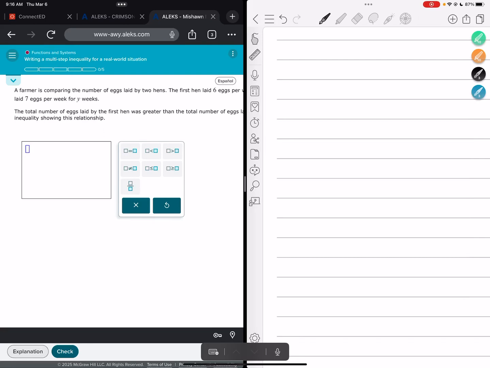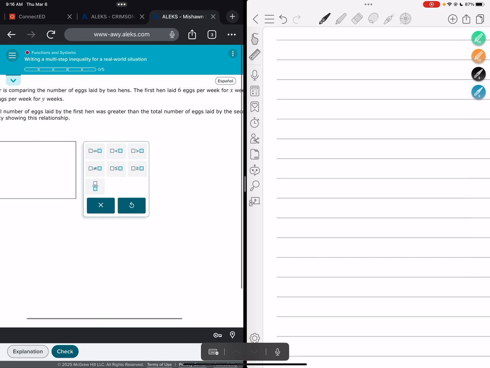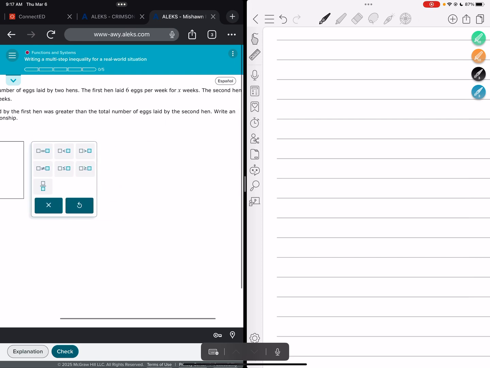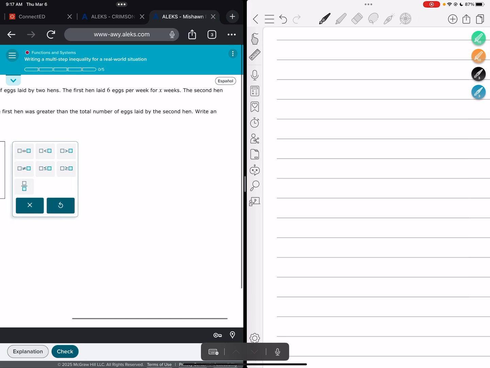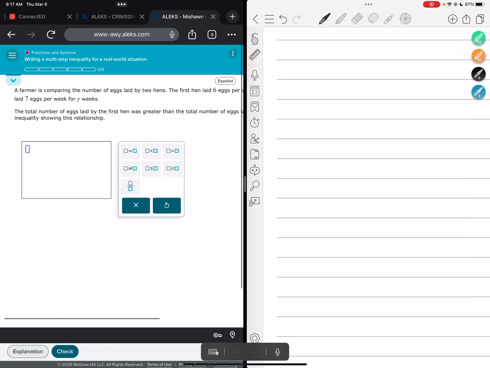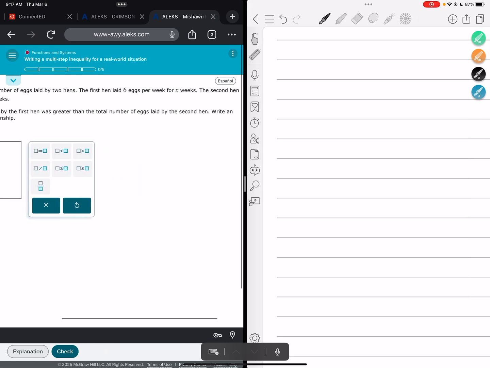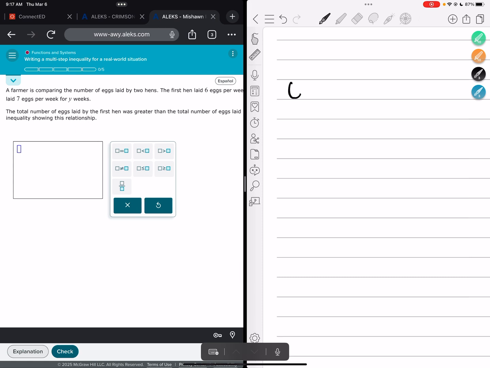So we want to be able to write an inequality. So we see this first one. We've got a farmer comparing the number of eggs laid by 2 hens. The first hen laid 6 eggs per week for X weeks, and the second hen laid 7 eggs per week for Y weeks. So I can go ahead and write 6X, and since I'm comparing them, I know I'm going to go 7Y with some sort of inequality in between.